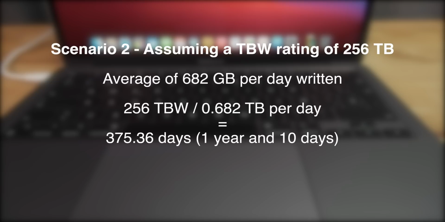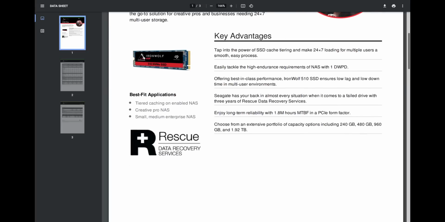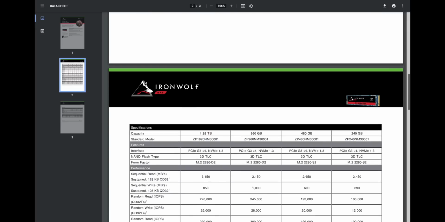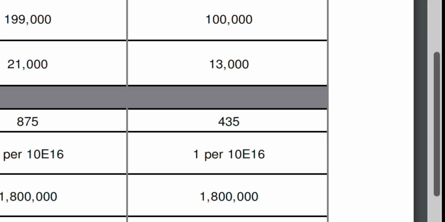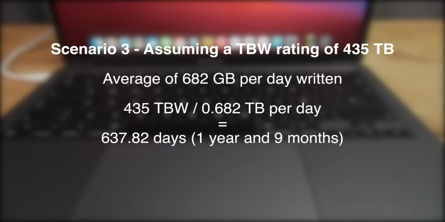For the third scenario, let's imagine that the NAND Apple have used are high endurance ones, like those used in Seagate's Iron Wolf 510 SSD. These drives are specifically engineered for high endurance, and their 240GB drive has an endurance of 435 TBW. If we make a calculation based on the SSD in my M1 MacBook Air having the same endurance as Seagate's Iron Wolf 510, then I would hit the TBW threshold in about 637 days, or 1 year and 9 months.